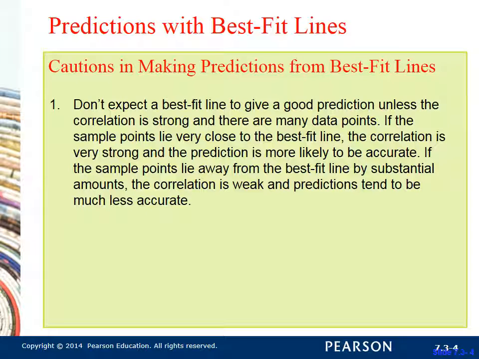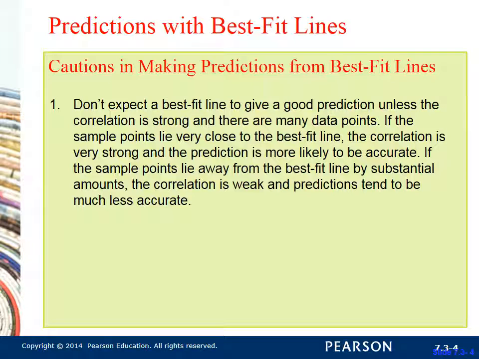First off, don't expect a best fit line to give a good prediction unless the correlation is strong and you have many data points. If the sample points lie very close to that best fit line, they're tightly clustered, then the correlation is very strong and the prediction will likely be accurate. Because remember, we're going to run a line through the middle. So we're using that simple line to make a prediction. So the closer the points are to that line, the stronger the prediction.